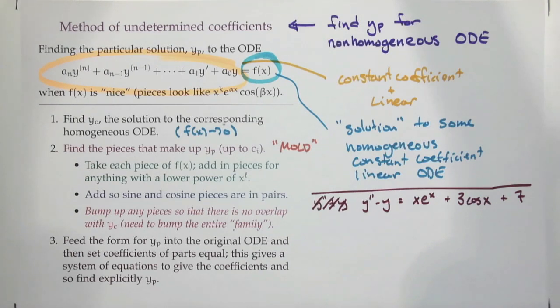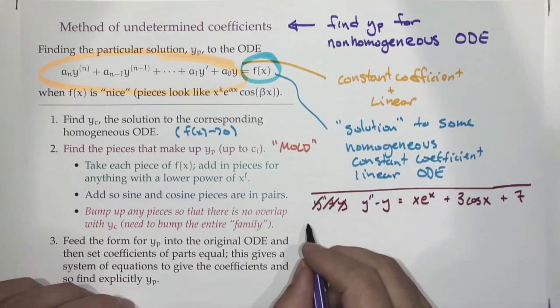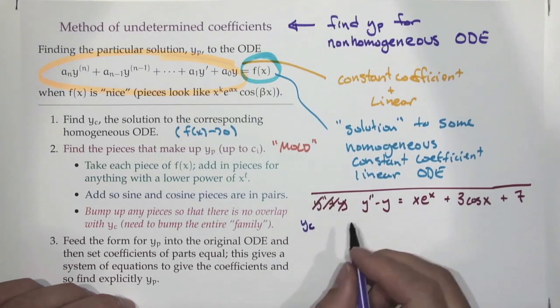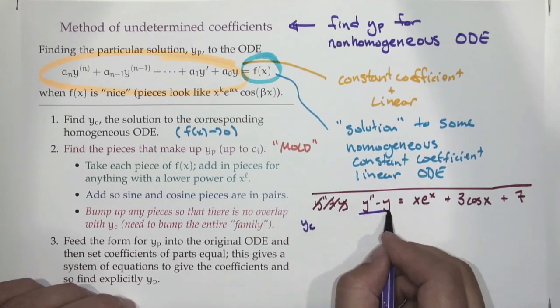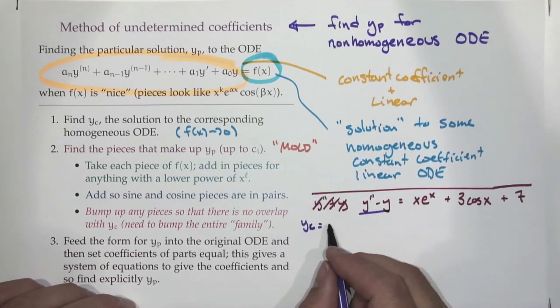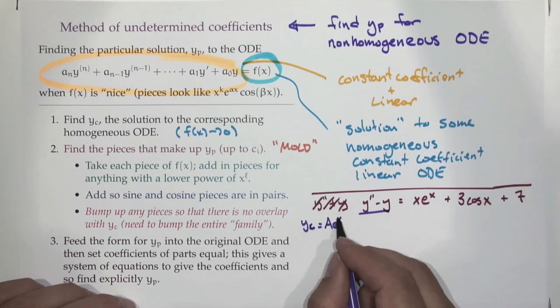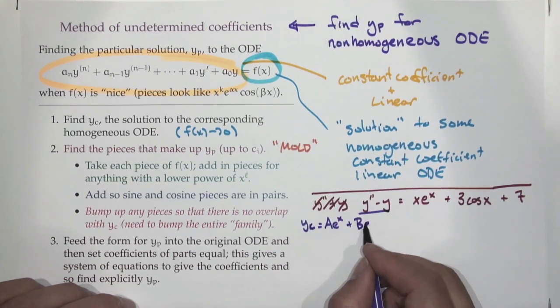What does that look like in terms of the solutions? Think of the algebra problem. What's the algebra problem? r squared minus 1. What are the roots? Plus or minus 1. So we say, hey, our complementary solution, which is just for this part, looks like something e to the x plus something e to the minus x.